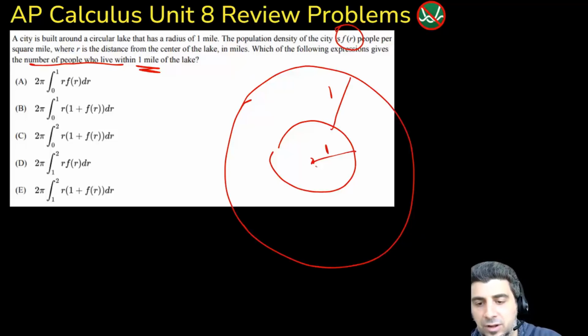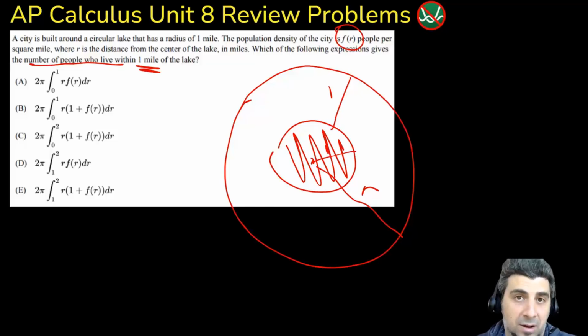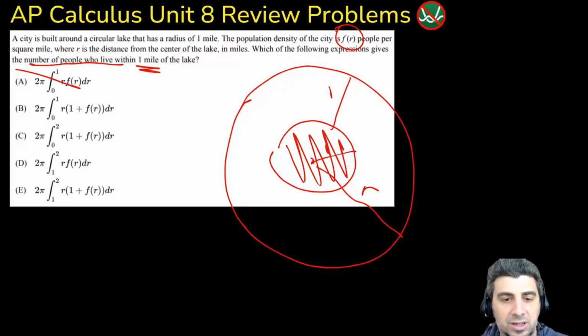Now, r is, in general, the radius of the circle from the lake. We know there's not going to be any people on the lake, so we're starting 1 mile from the center of the circle. And then we want to go another mile, which would be 2 miles from the center of the circle for the population. So that means we can already eliminate choice A, choice B, and choice C.